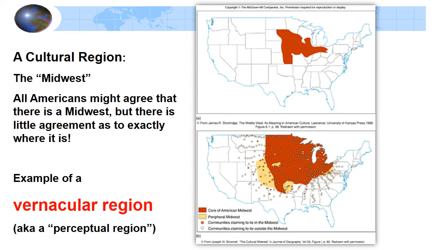Another type of region in cultural geography is what's called a vernacular region or popular region, where there's the mental image of a place, and everyone can agree that that area is a region, but there may be little agreement as to where exactly it is. For example, the Midwest in the United States. All Americans can agree that there is a Midwest, but people that live in Kansas don't consider people from Ohio to be Midwesterners. You could study this, I suppose, by various types of surveys and so on.